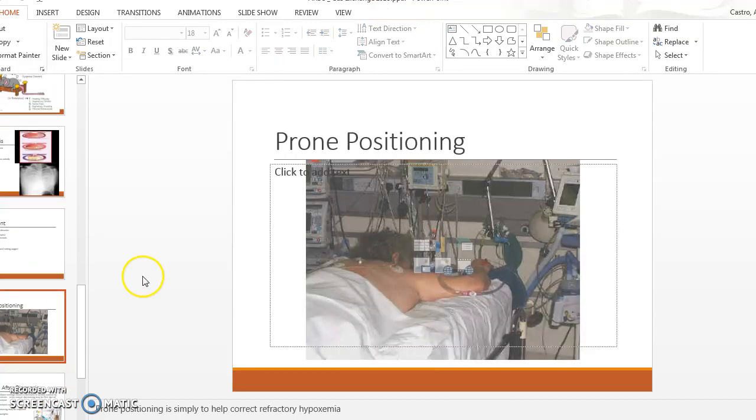So another thing that we can do is position the patient in a prone position. What this does is it basically improves ventilation when we change the pleural pressure, and it can help with atelectasis.